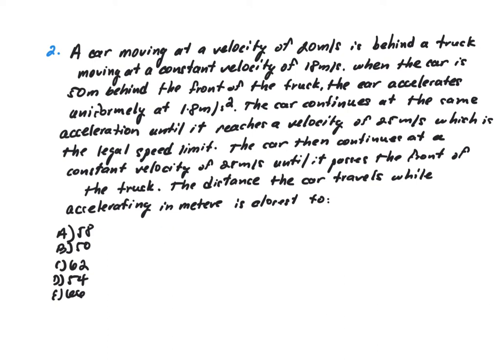So we're going to be using the same formula: V squared equals V initial squared plus 2as. But they want the distance this time, so we're going to be solving for s. Once you rearrange the equation, you're going to have s equals v final squared minus v initial squared over 2a.